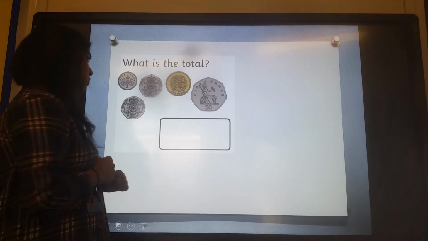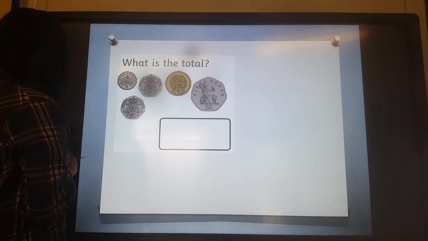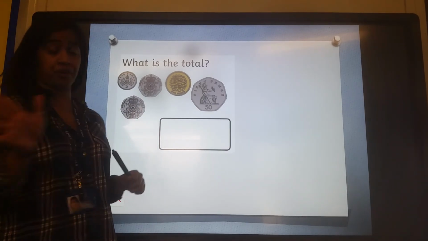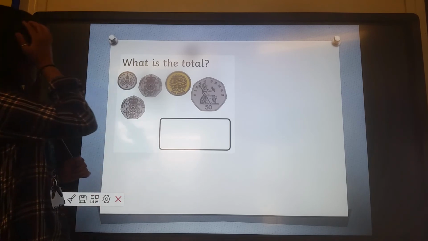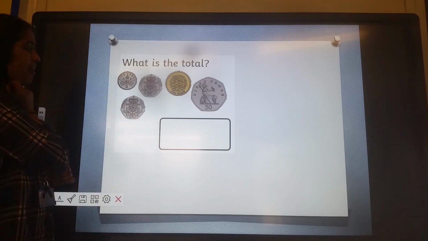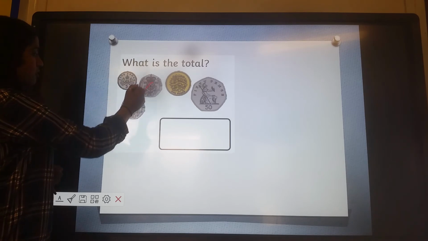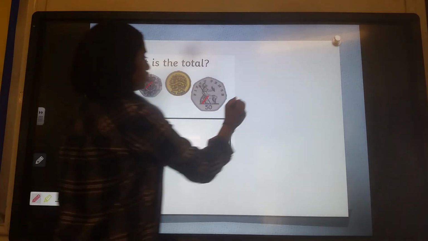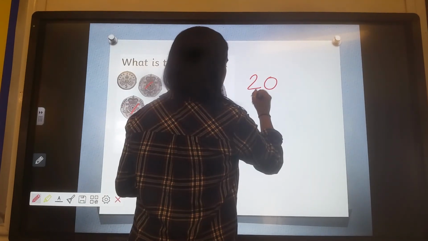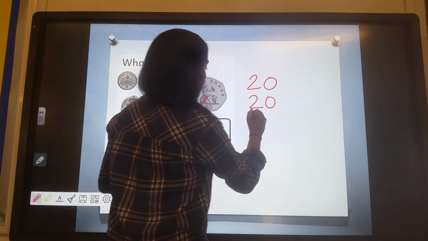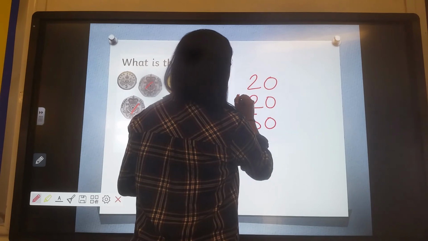What is the total? Off you go. Are we ready? Again, don't worry if you're not ready, just pause the video so you've got a chance to work it out. So I'm going to start by adding these 3 coins, the 20p, the 20p and the 50p. I'm going to add these coins together first.